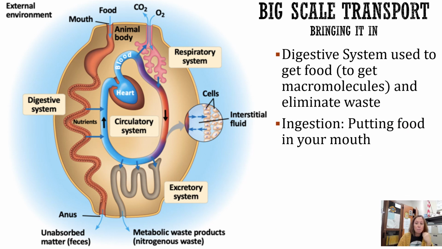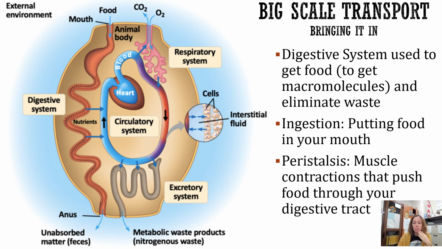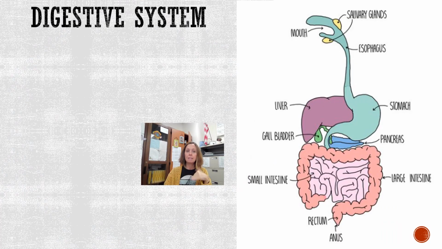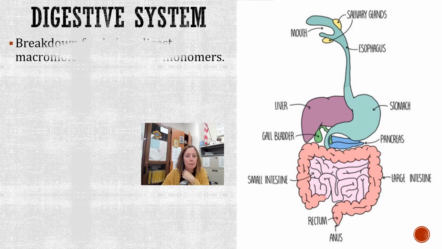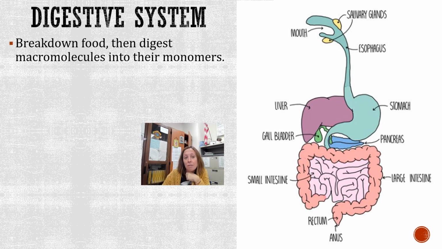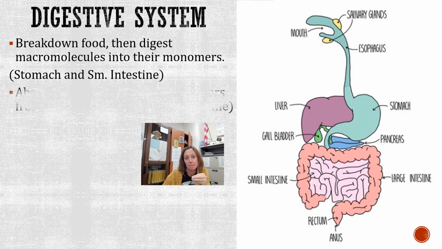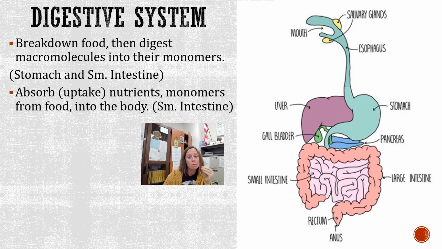Ingestion is putting food in your mouth. Peristalsis is muscle contractions that push food through your digestive tract. Our digestive system is going to break down food, then digest the macromolecules into their monomers. That's going to be in the stomach and the small intestine. Then it will absorb or uptake nutrients, taking the monomers from the food and bringing them into our bodies. This happens in the small intestine also.